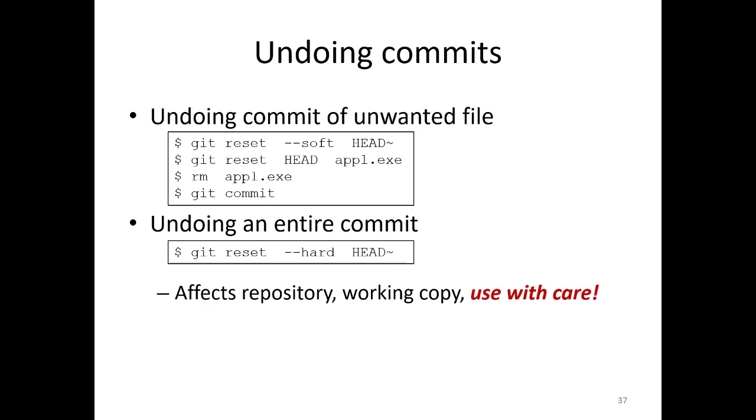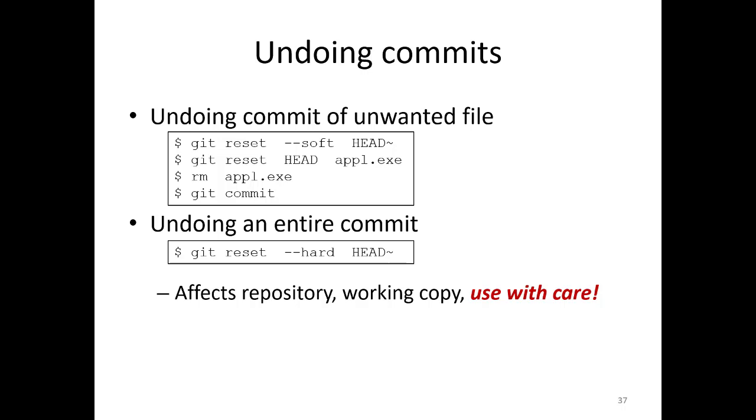You can undo a commit of an unwanted file. Basically, in that case, you would do a git reset --soft HEAD, you unstage applications.exe, which you staged and committed accidentally. You simply remove it, and then you commit.